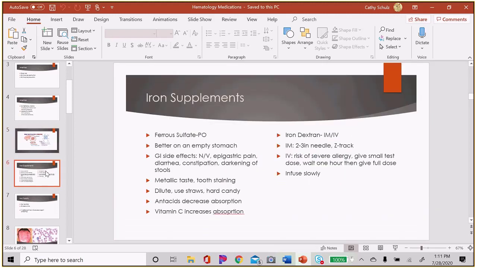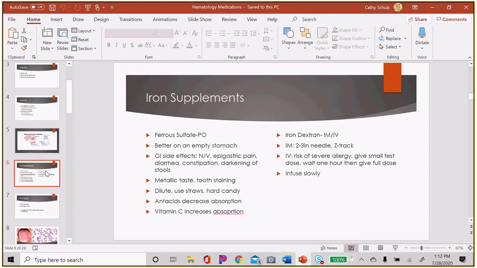So the treatment for iron deficiency anemia is to give iron supplementation, and we can do that by mouth or IV. If we do it by mouth, the medication is ferrous sulfate. It can be a liquid or a pill. The liquid, you might need to dilute it. You should use straws, or if you're giving it to a child, point it to the back of the tongue to try to prevent staining of the teeth. It's better to take it on an empty stomach because it'll absorb better, but it's hard to tolerate, so people usually need to take some food with it.